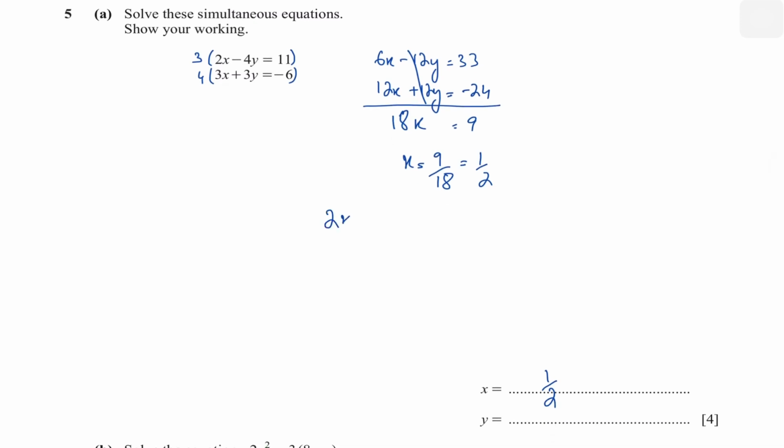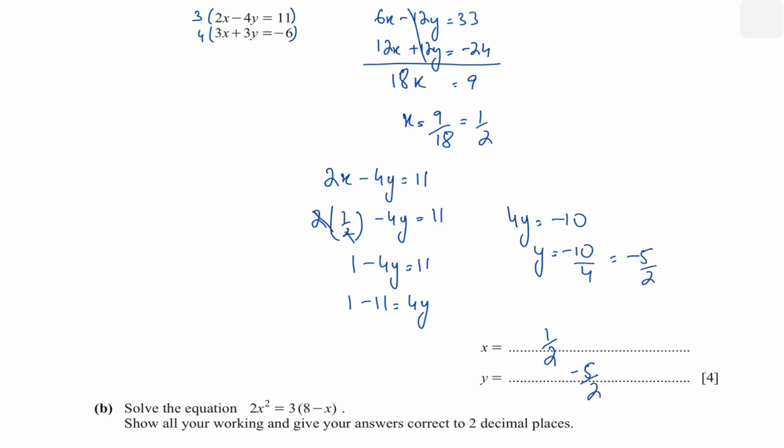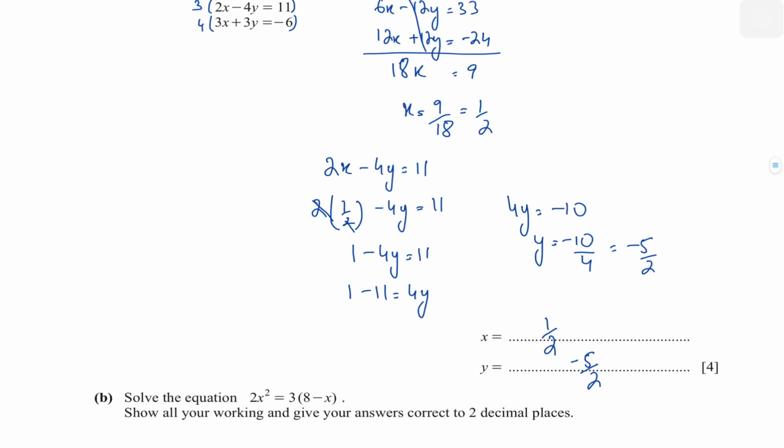So 2x minus 4y equals 11. So I'm going to plug in half in place of x. So let's work this out. 2 and 2 get cancelled out. So 1 minus 4y equals 11. 1 minus 11 equals 4y. So 4y equals negative 10. And y equals minus 10 upon 4, which is equal to minus 5 upon 2, or 2.5. So minus 5 upon 2 is the value of y.